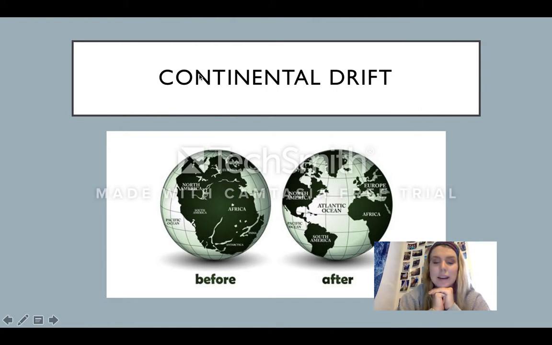Hi, my name is Madison, and I'll be talking about continental drift today and how that became a theory. So, continental drift is the theory of how the 7 continents and 5 oceans we have today came to be from a giant supercontinent called Pangaea.